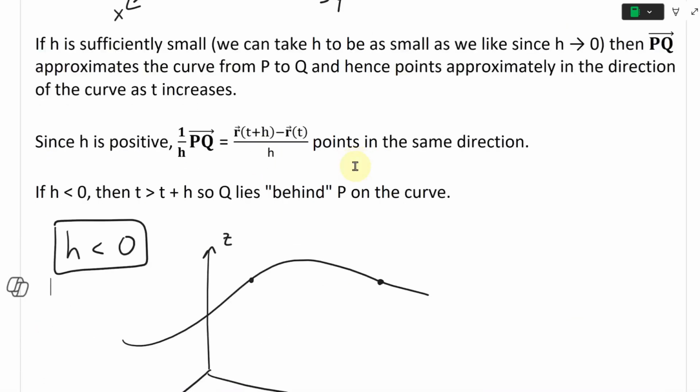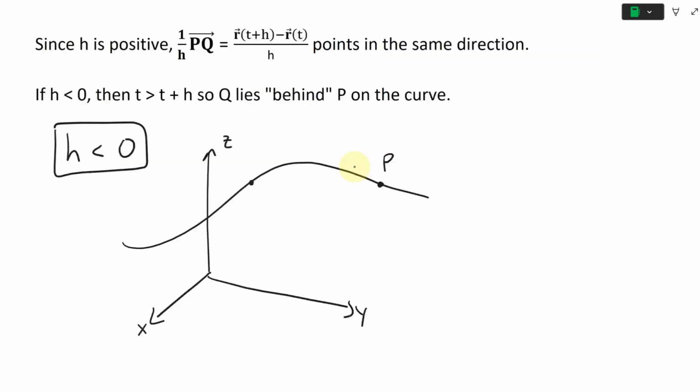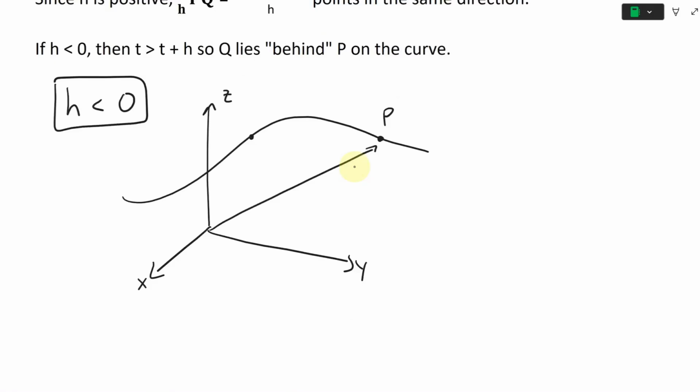So let's pick our point P right here. That's our point P. From here to here is going to be our r of t. And now this is going to be our new Q, just to illustrate it, instead of dealing with the exact same points. So now from here to here, this is going to be r of t plus h, like that. And now this part right here, again, is less than 0, because h is negative.